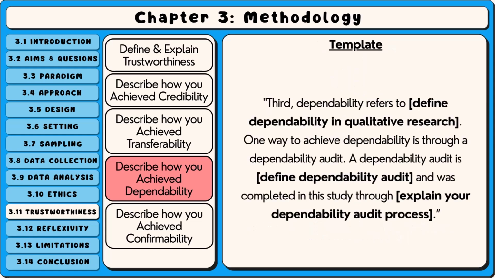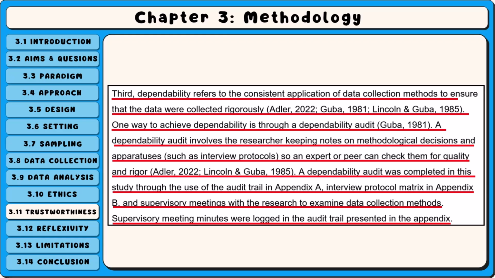Here's a template. Third, dependability refers to, and then define dependability in qualitative research. One way to achieve dependability is through a dependability audit. A dependability audit is, and define dependability audits. Conclude with, a dependability audit was completed in this study through, and explain your dependability audit process. Here's an example. Again, it's quite long, so you can pause the screen to look at the example.